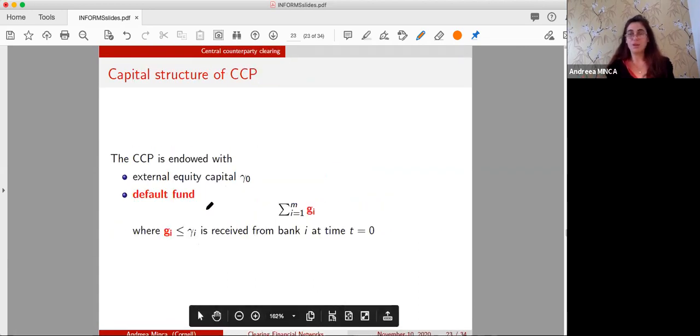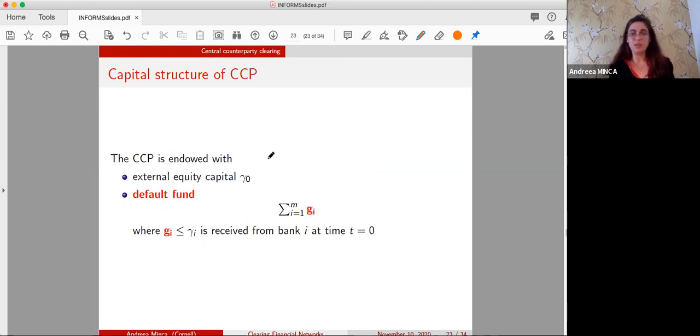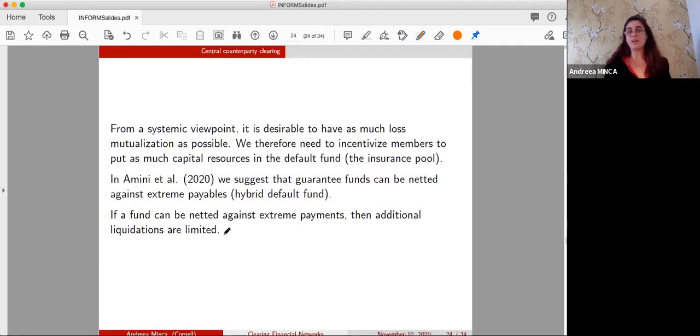Now the CCP is going to be endowed with its own capital, with a default fund, and when the default fund is going to be smaller than the cash of the bank i at time t equal to 0. So from a systemic viewpoint, what we desire is to have as much loss mutualization as possible. So we need to incentivize members to put as much as possible in the default fund, because the default fund is essentially an insurance pool.